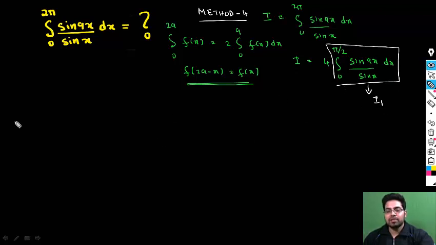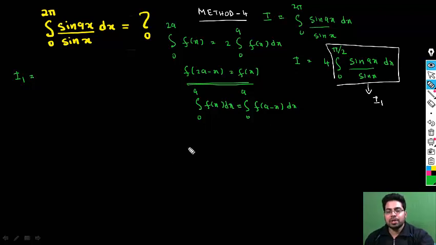This was my I1. So what I will do in I1, I will use, we know that integration from 0 to a of f(x) is equal to integration from 0 to a of f(a minus x) dx. Obviously a dx will be there.